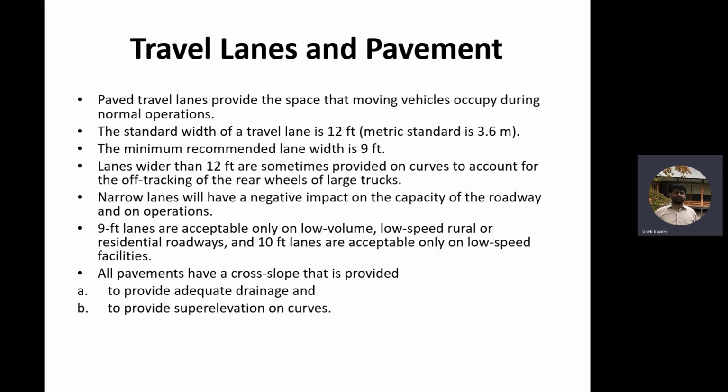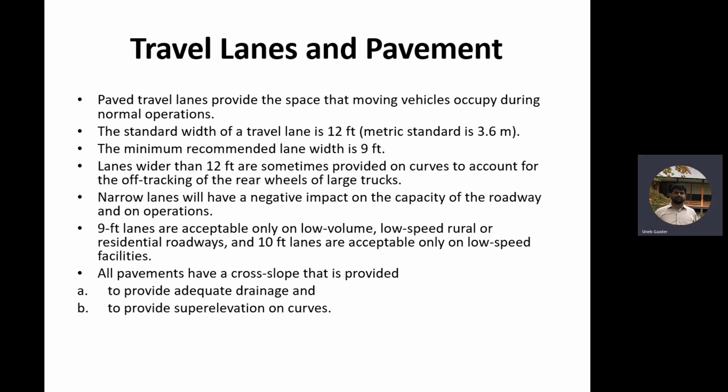But for now, just stick to the terminology of the book so that you don't have any confusion. The pavement is a paved area where you are providing a smooth surface with the structure and the layers for the operation of the vehicles. The standard width is taken as 12 feet or 3.6 meters. Minimum width 9 feet.